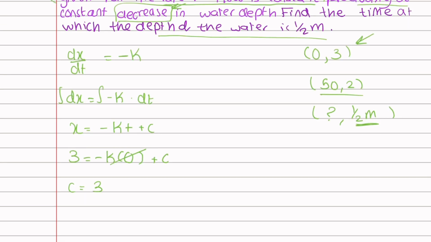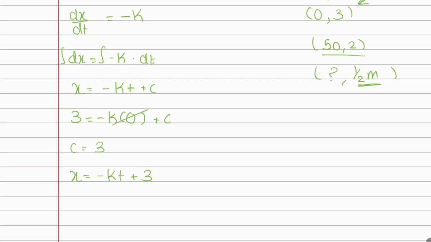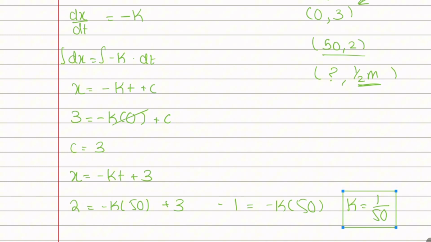So since x is equal to negative kt plus 3, if I plug in this point, which says 2 equals negative k times 50 plus 3, I'm able to solve this to obtain negative 1 equals negative k into 50, which means k is equal to 1 over 50. And please don't be surprised when you find such numbers when you're solving, because you're going to find even smaller and weirder numbers, and we're going to see a bunch of examples.